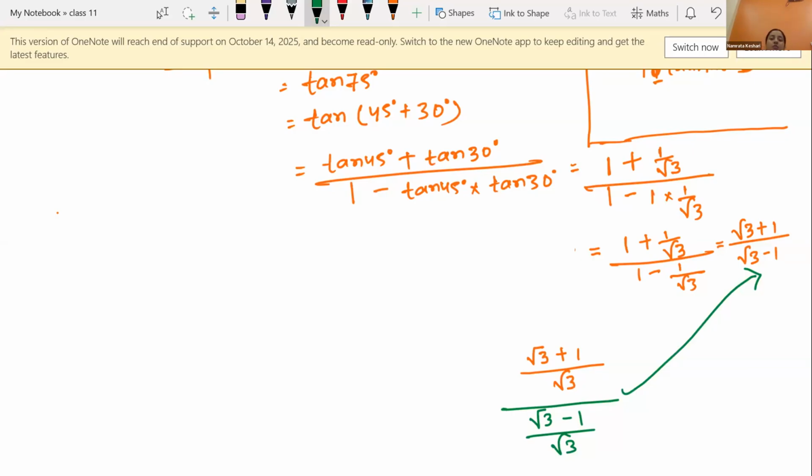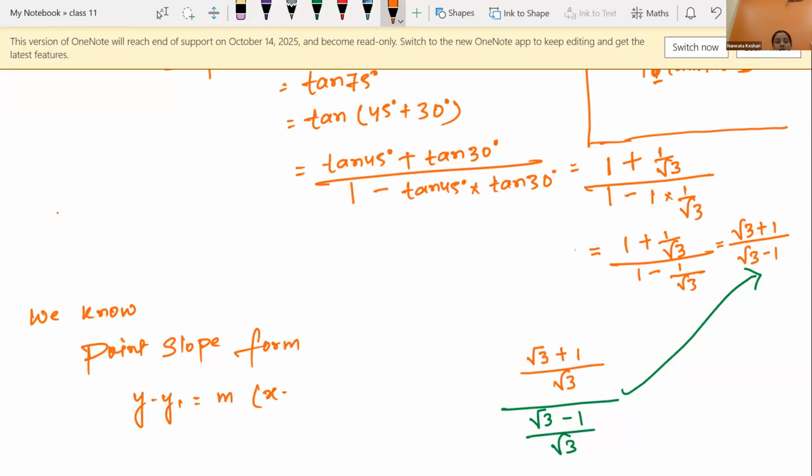What we got? Slope. Okay. This is the slope we are having. Still we have to find the equation of a line. Equation of a line still we have to find by using the point slope form. We know point slope form is y minus y1 is equals to m into x minus x1.